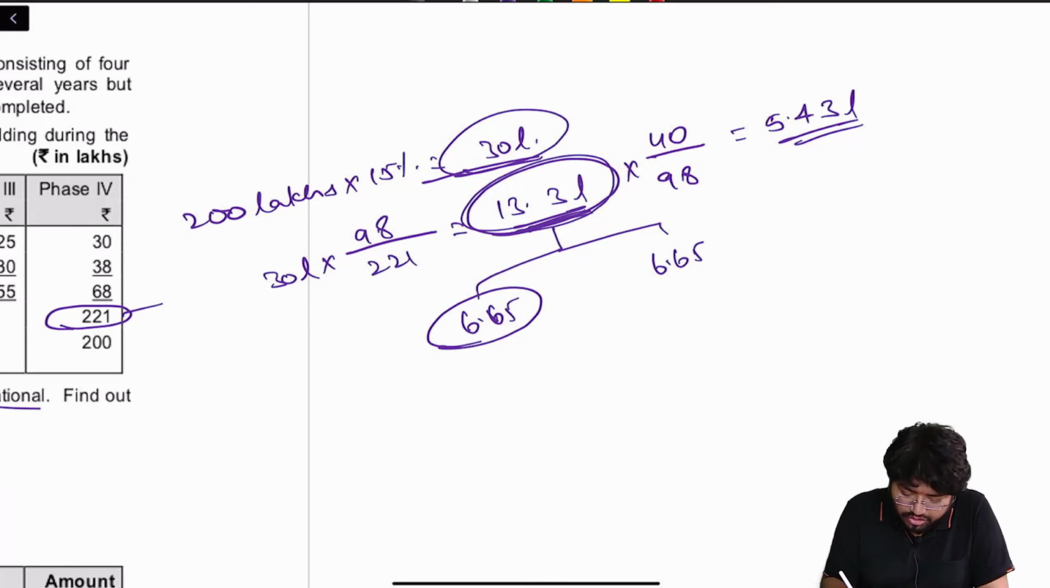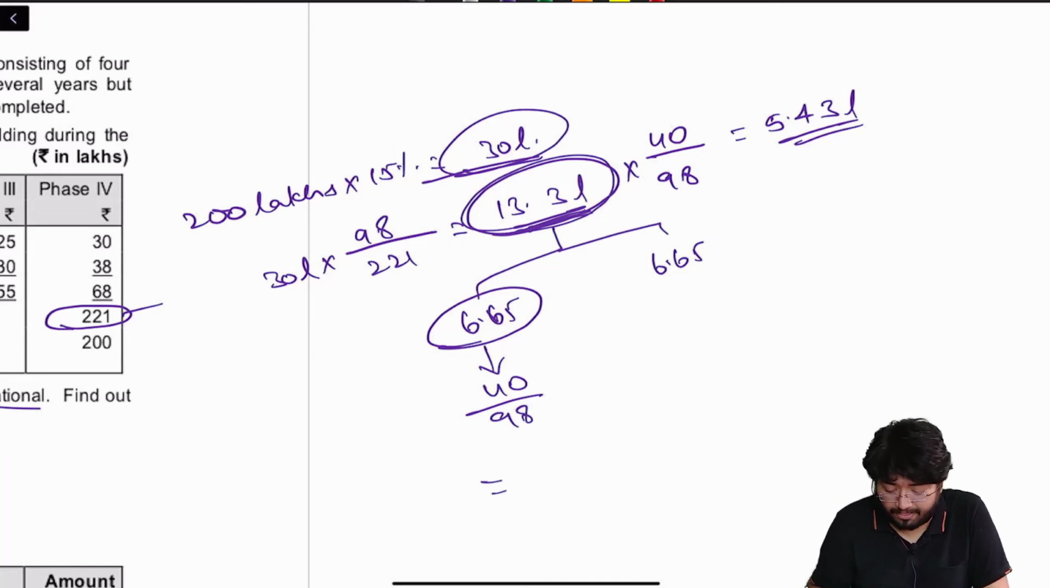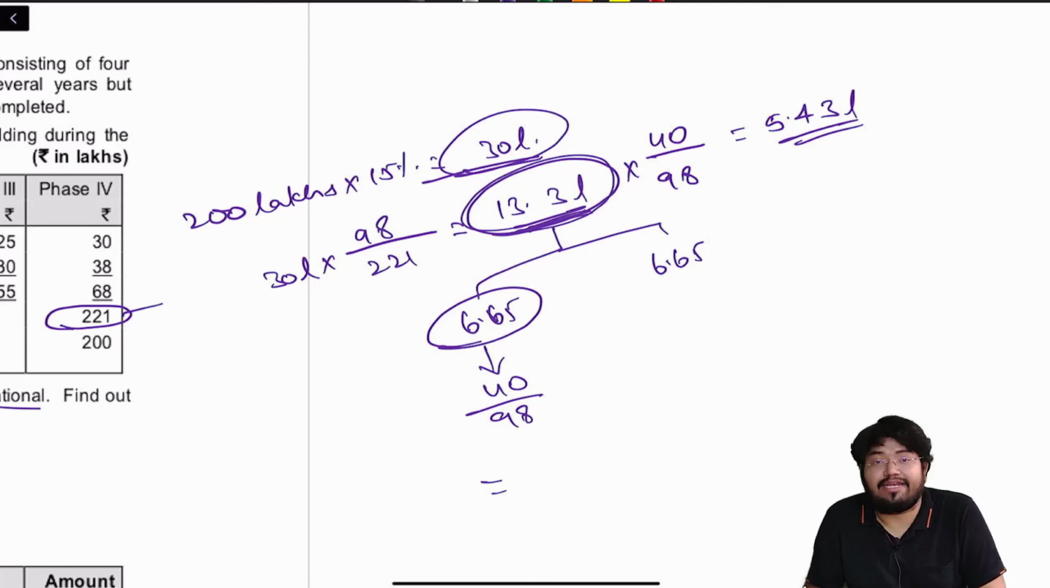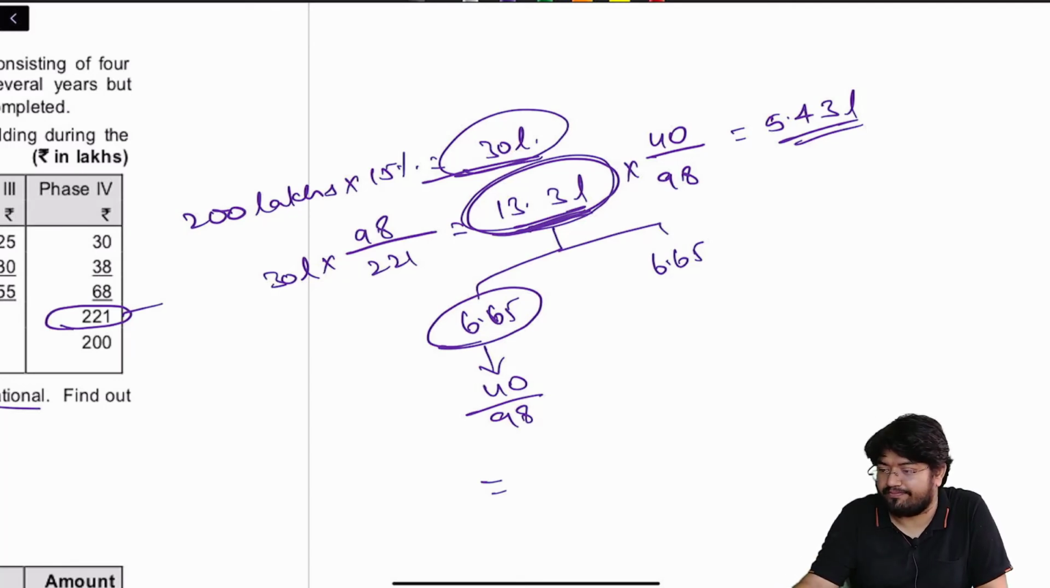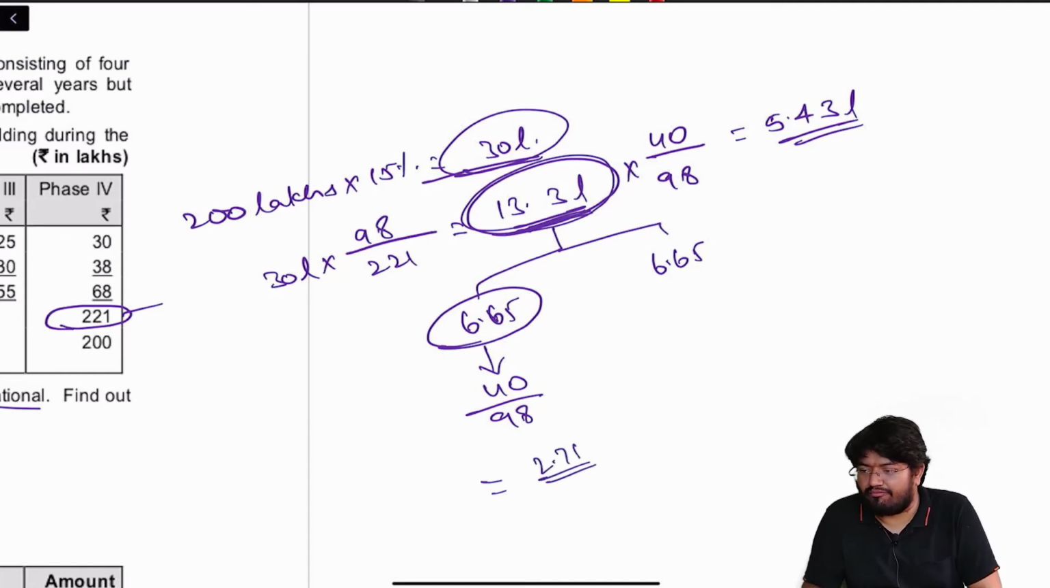Only 6.65 lakhs is what you can consider. In that also, you should capitalize only to the tune of 40 by 98. How much is it going to be? 6.65 into 40 by 98. 2.71, sir. Okay, it is going to be 2.71. All right, 2.71 is to be capitalized. Now, regarding the remaining two phases, what are you going to do? Charge to P&L, sir.